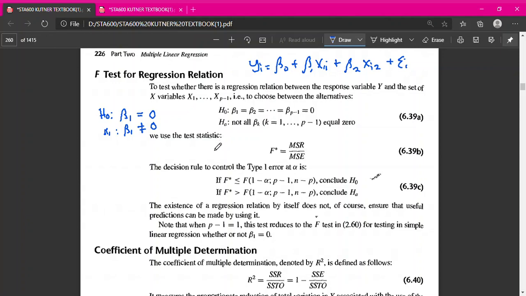The test statistic will be from the ANOVA table tadi, which is MSR divide dengan MSE, and then you need to compare the test statistic with the critical value from the F table. Okay, from the F table. Okay, so we reject H0 if the F statistic is more than the value from F table.